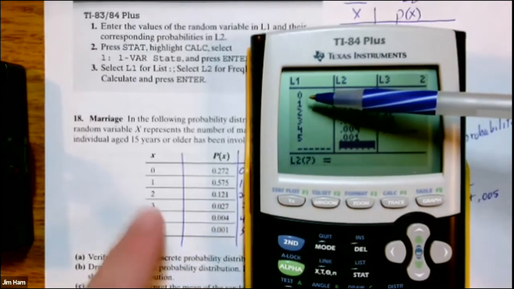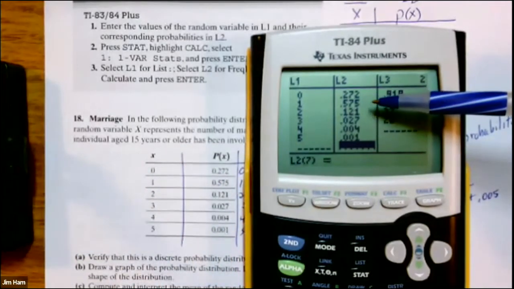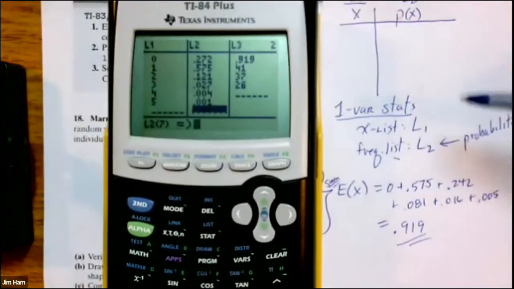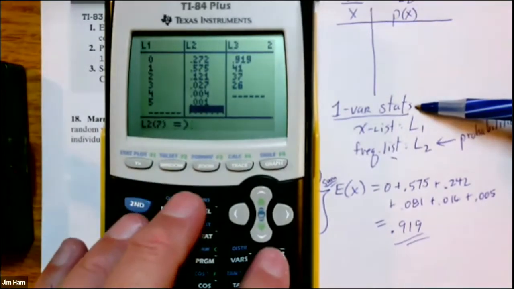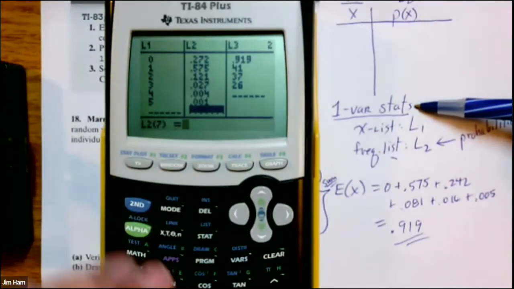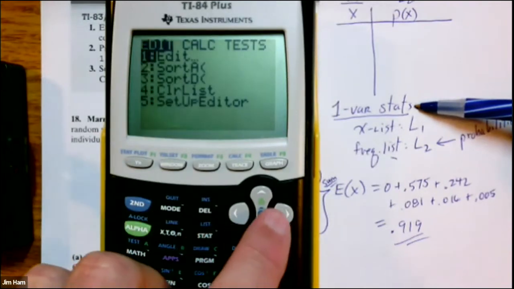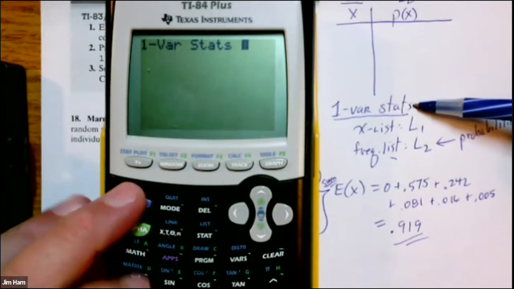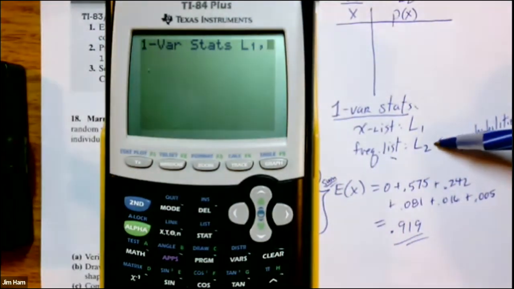So we have the entire probability distribution in our two lists. Now from there, we're going to do one variable statistics. I'm going to go to one variable statistics, calculate, just as we did in chapter 3. And remember, you want L1 to be the X list and the frequency list to be L2, and then calculate.